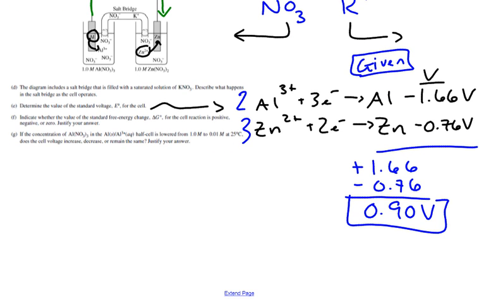What number? Are we on F? We may or may not get to the equations, and that's okay. I knew that coming in that we might not. Indicate whether the value of the standard free energy change for the cell reaction is positive, negative, or 0. Justify your answer.